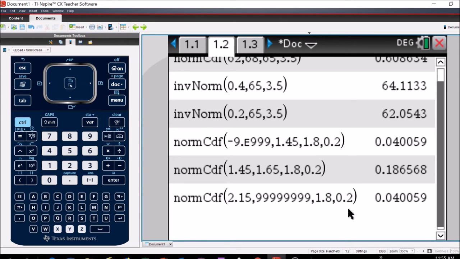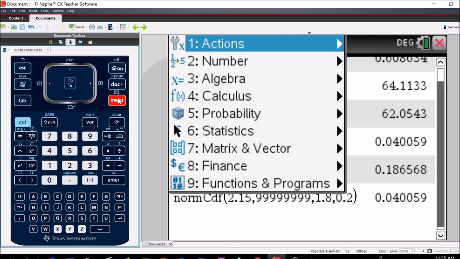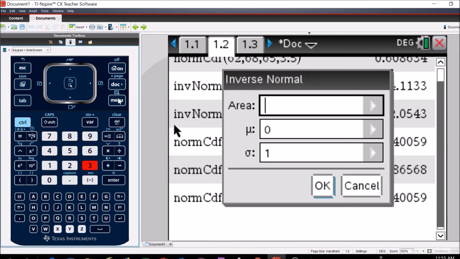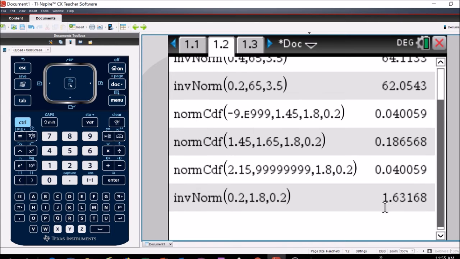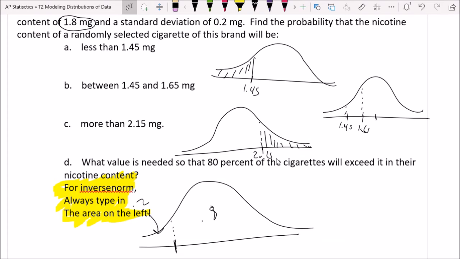And then the last one is different because we knew the area, we knew the probability, but we needed to know the amount of nicotine. So for this one, that's an inverse norm, menu 553. And the area, remember to type the area on the left as 0.2, and remember to put in the mean and the standard deviation. And let's see how many milligrams of nicotine that would be. 1.63.